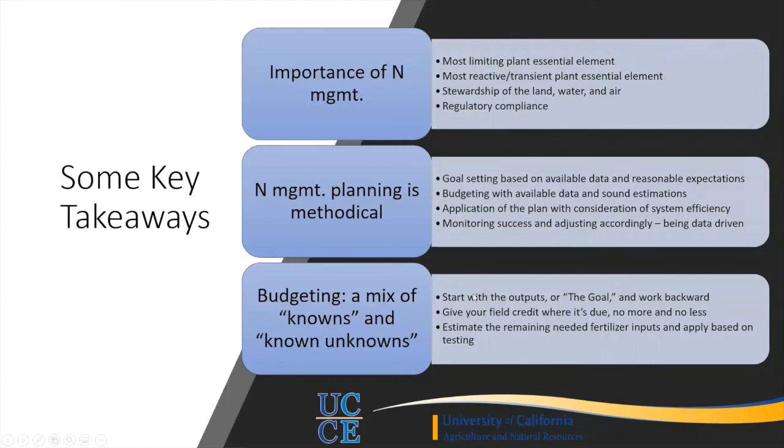Then when we get to budgeting, it's, in my opinion, easiest to start with the outputs or the goal and then work backwards. You need to give your field credit where it's due, but don't give more credit than you can, and certainly don't discount yourself. Then what's left after determining the goal and what credits can be attributed to that crop in that field, what's remaining is to estimate the needed fertilizer and other inputs that need to be applied. And it's important to remember that usually those application recommendations should come along with testing and monitoring that goes on in the field. Thank you very much.